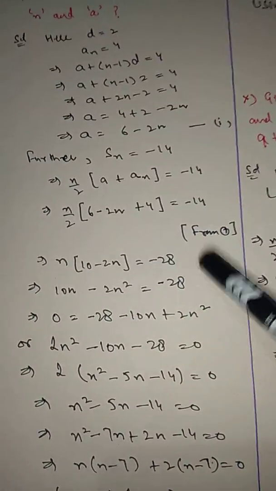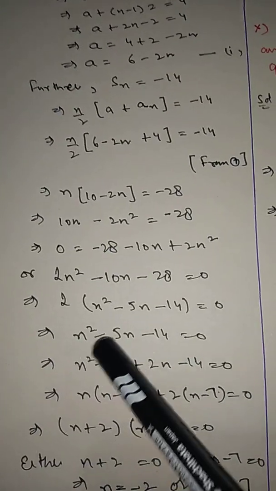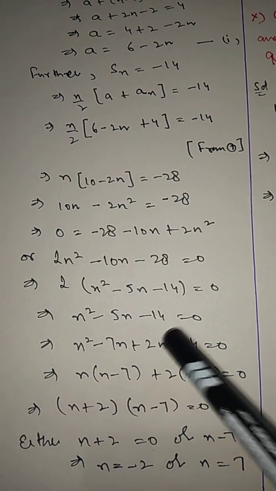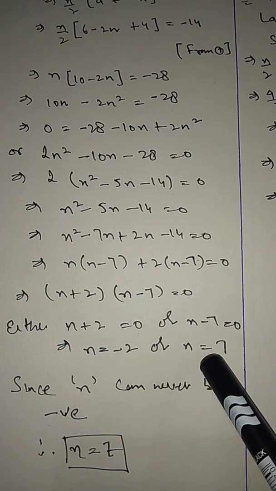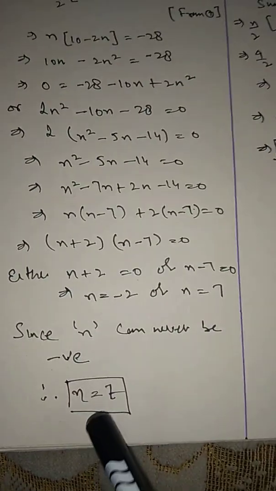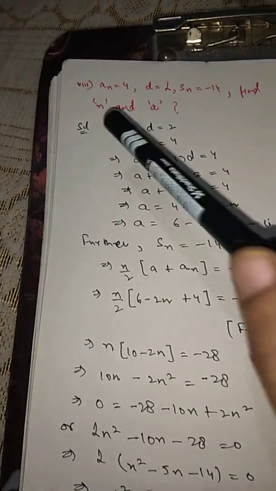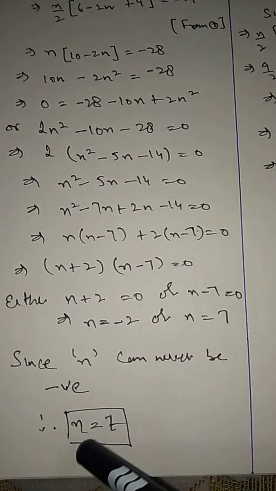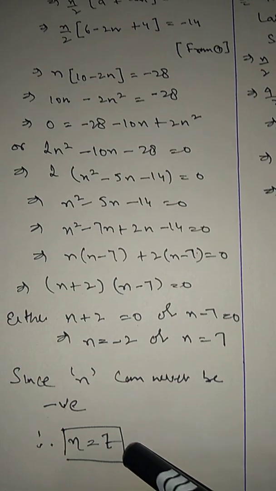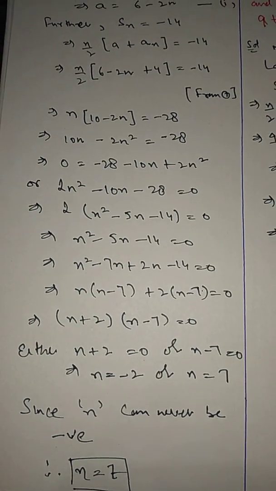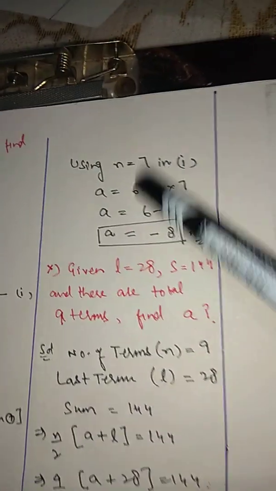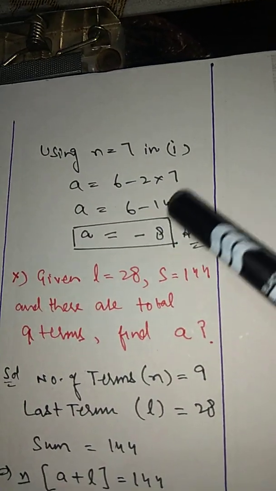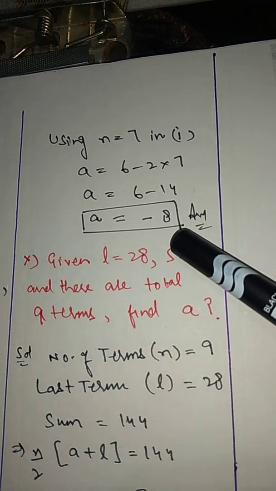So after solving, again we reach the quadratic equation n square minus 5n minus 14 is equal to 0. After splitting, we get n as minus 2 and 7. Again, n can never be negative, so the value of n is 7. So in this part, we have to find the value of n and a. We have found out the value of n as 7. Using n is equal to 7 in the first equation, we get a as 6 minus 2 into 7, which we have solved here. 6 minus 2 into 7, 6 minus 14, so a is minus 8.